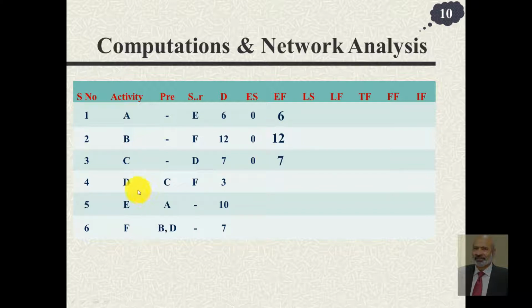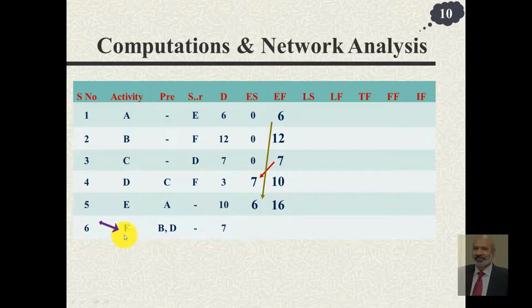Now activity D starts after activity C is completed. C completes at 7. So activity D starts at 7, add 3 to it, you get 10. Then activity E follows A. A finished at 6. So 6 comes as the starting time of E. Add 10 to it, you get 16.